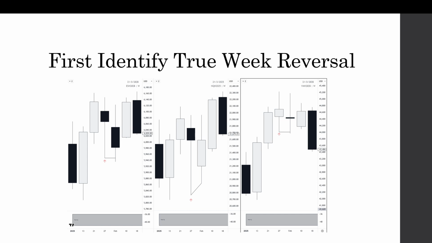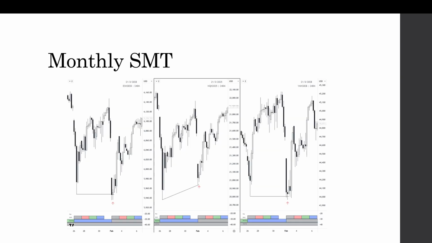So you know that when we have a weekly TPD, we expect to see a monthly sequential SMT, all right? And that's exactly what we got. So the market gapped down at the opening of Sunday, and then it took out the previous week's low, but failed to do so in NQ, while it did so in ES and Dow Jones, right?